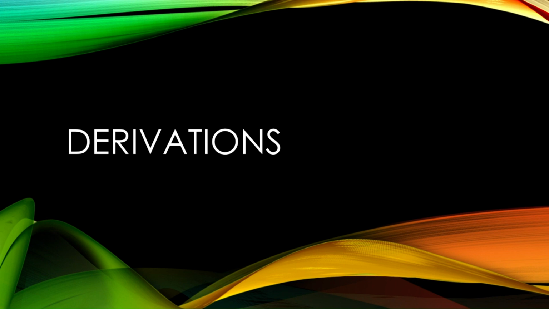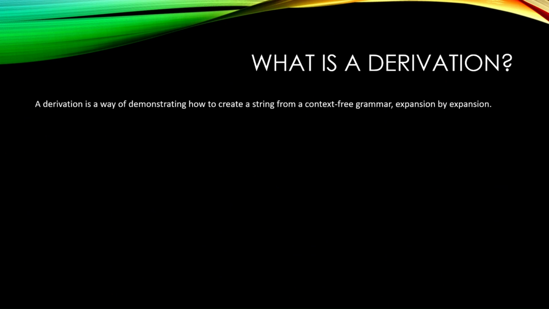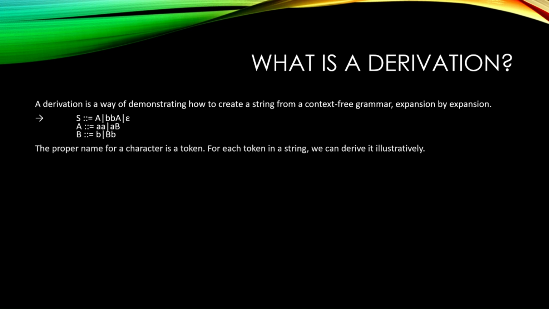Final section, derivations. Let's go. So what's a derivation? It's a way of demonstrating how to create a string from a context-free grammar, expansion by expansion. So let's take this CFG. We have S expands into A or BBA or epsilon, then A and B also have their expansions. It's not in Chomsky normal form, but it's CNF anyway.